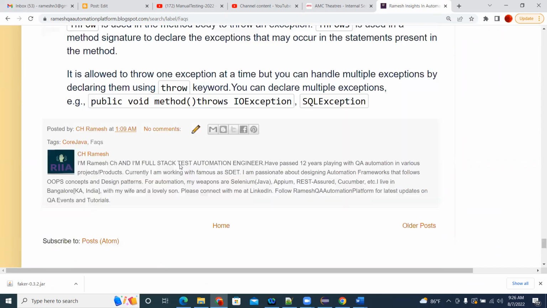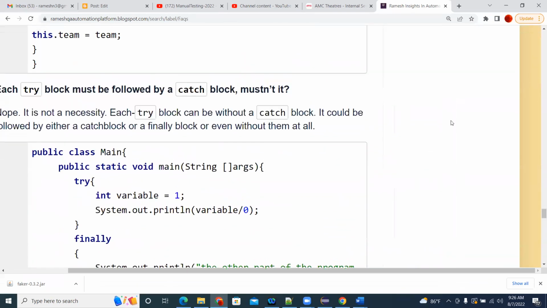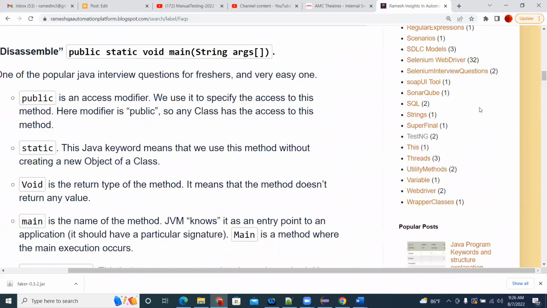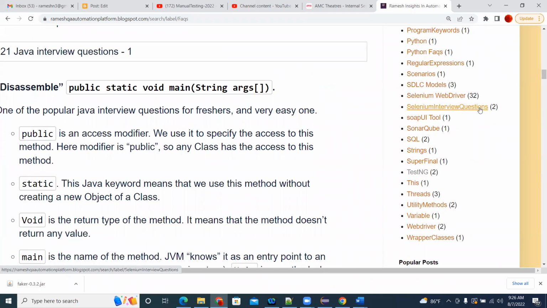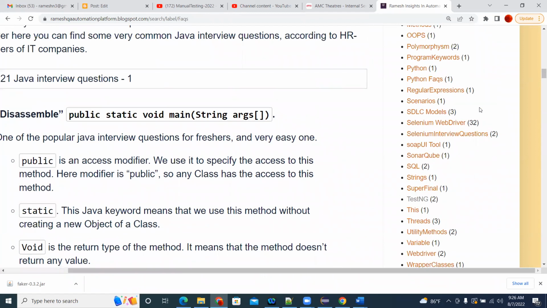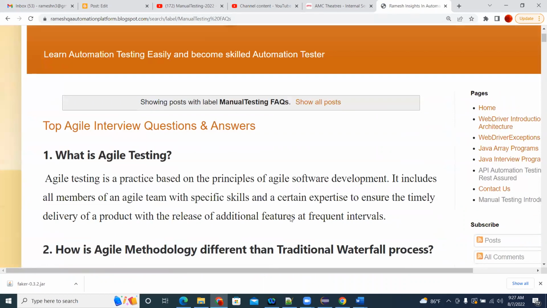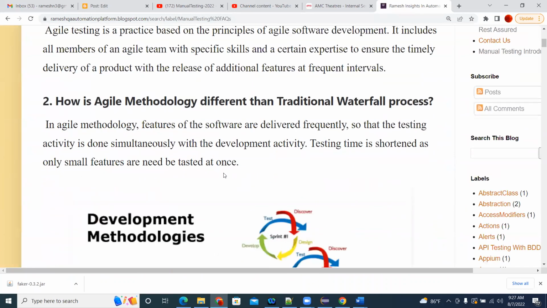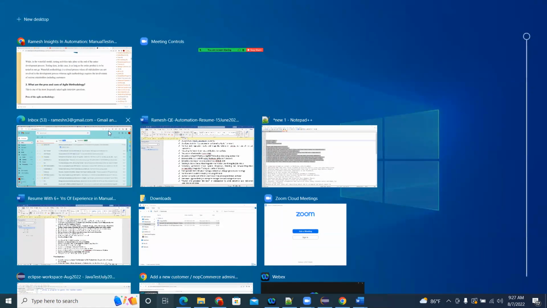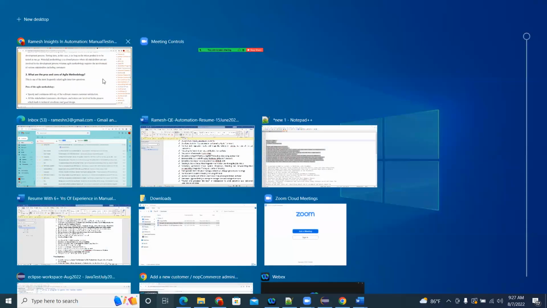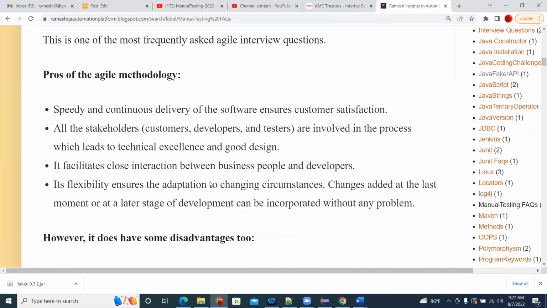Okay. Then we have one more, manual testing. This is automation testing, right? FAQs. Manual testing. See, manual testing FAQs. What is Agile testing? That's not this one. But this is the answer, questions and answers also. This one also. One more is there.